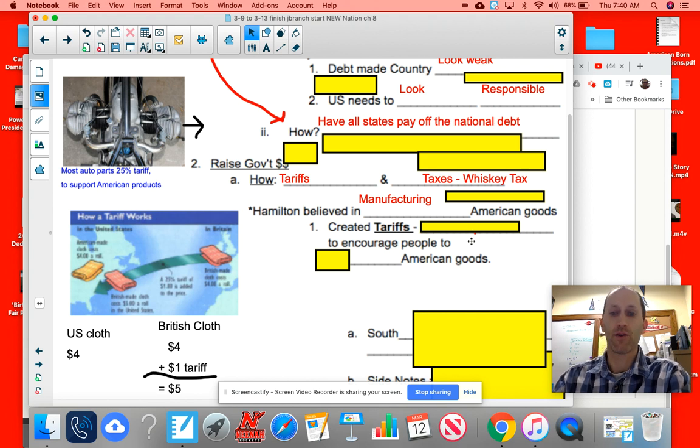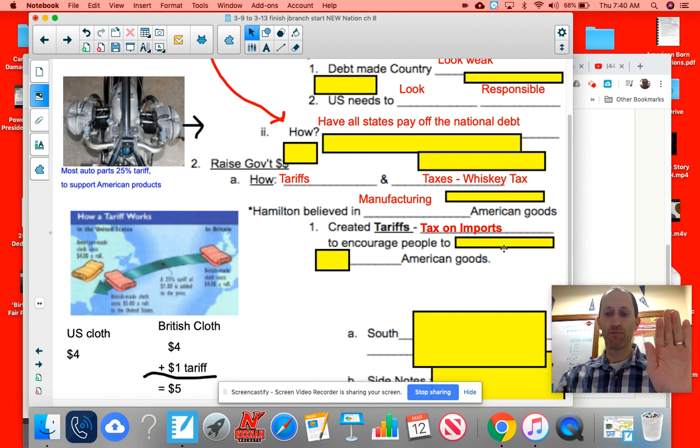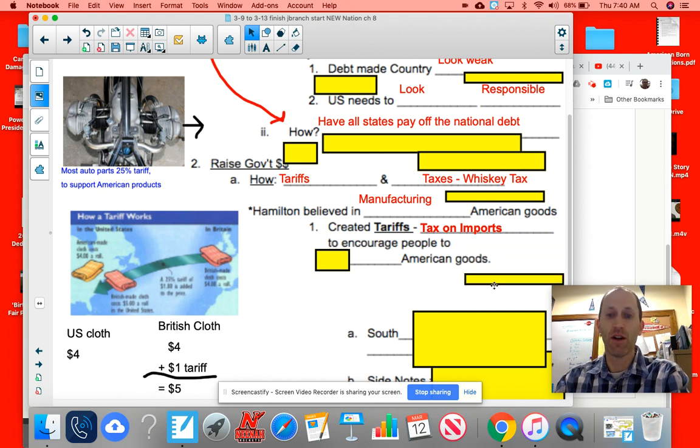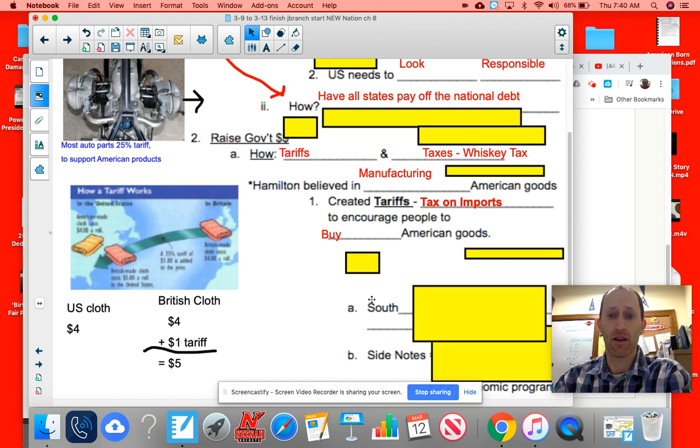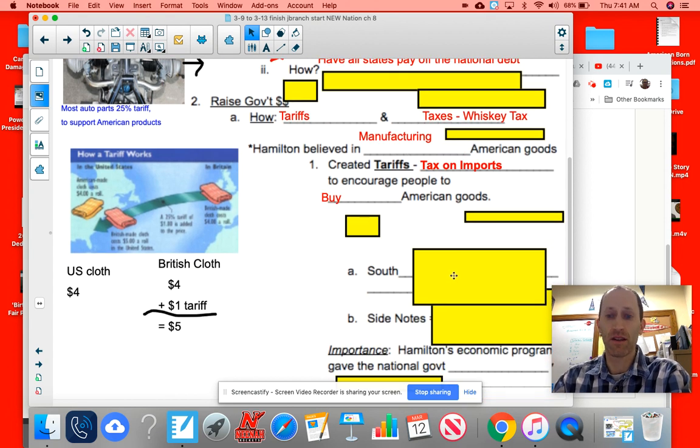How? By creating tariffs on all imported goods. So those are goods brought into the United States from Britain or France. Okay, this would encourage people to buy American goods. All right, American goods. Buying that kind of stuff is very good for our economy. It helps us to pay off our national debt faster because states are making money, etc. What did the South feel about this?